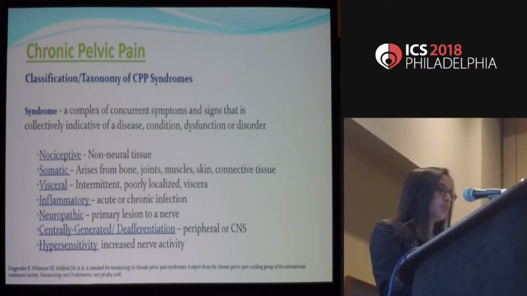Somatic pain arises from bone, joints, muscles, skin, or connective tissue, and is normally achy or throbbing in nature and is also known to be well localized. Visceral pain comes from visceral organs and may be poorly localized and intermittent. Inflammatory pain can be related to either an acute or chronic infection. Neuropathic pain may result after a lesion to the nerves. Centrally generated pain may be related to the sympathetic nervous system and can result in chronic regional pain syndrome. Hypersensitivity is related to increased nerve activity and may result from increased activity from a standardized stimulus.